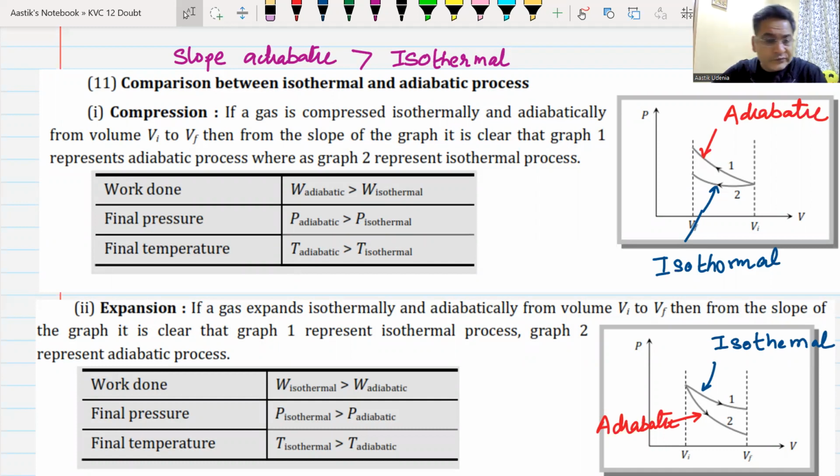Yes, for isothermal, the walls of the container must be perfectly conducting, sir, and the process must take place very slowly, so that there is adequate time available for heat exchange to take place, right? So it's a very slow process, and that takes place in a perfectly conducting environment.